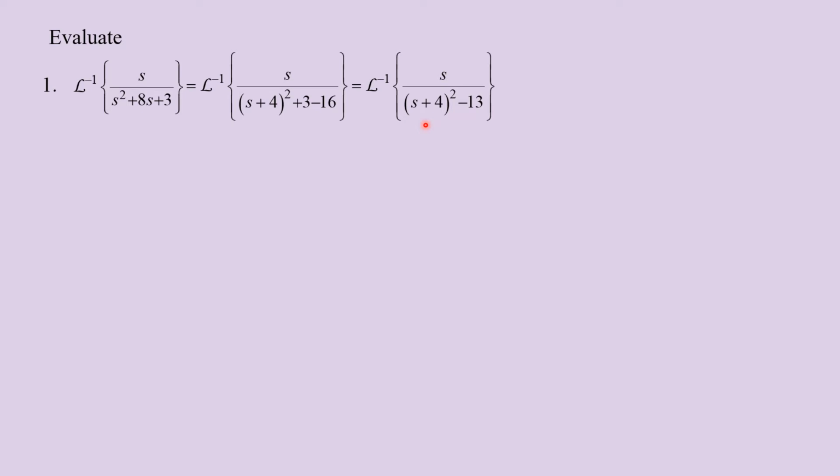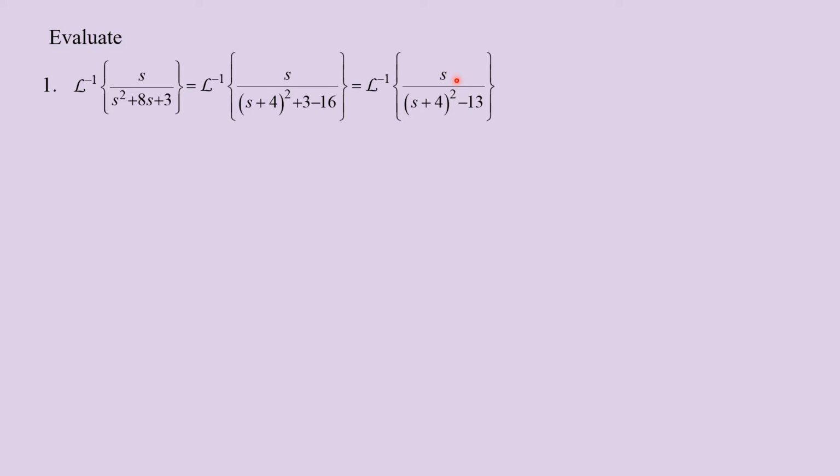Okay, now we are at this part. We need to find the inverse Laplace transform of s divided by s plus 4 squared minus 13. Now, according to the rule, if the denominator contains a translation in the form of s minus a, in this case a is negative 4, then the numerator must have the same form, s minus a or s plus 4. But in this case, the numerator contains only s. There's no s plus 4 in the numerator. So what do we need to do?